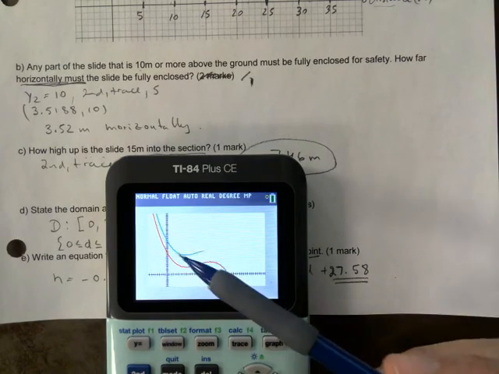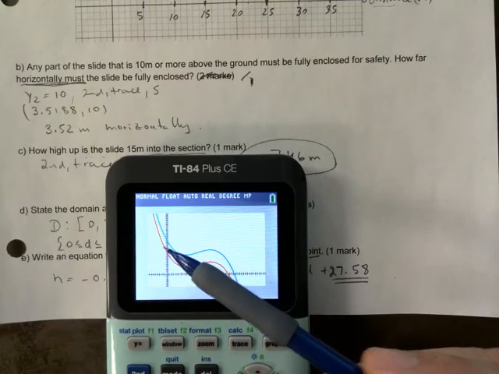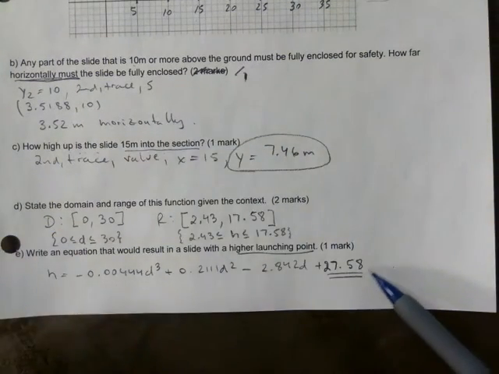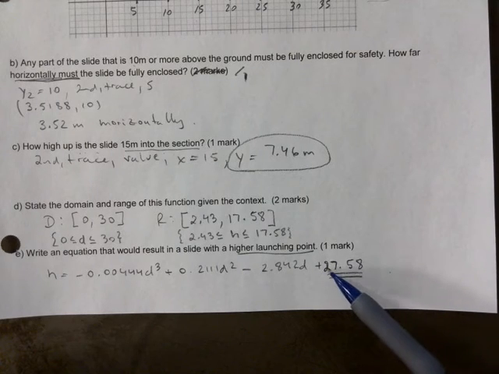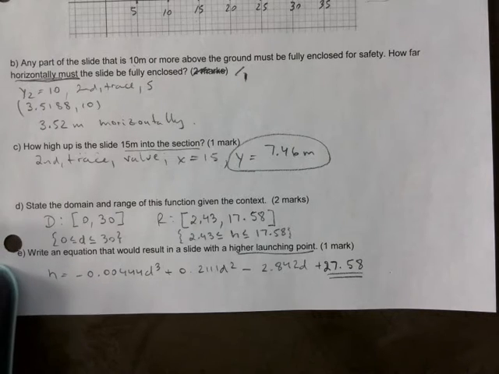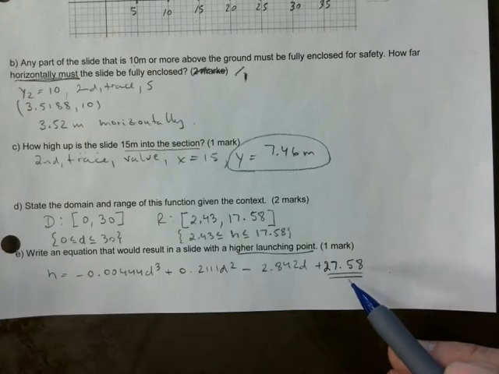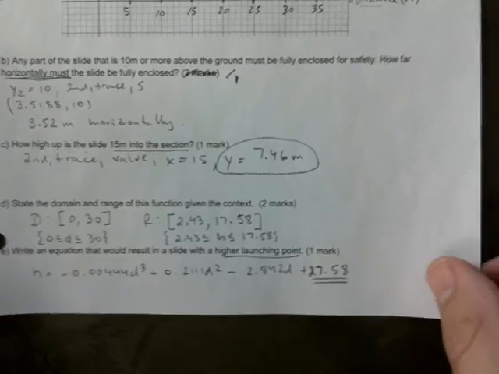So that's the higher launching point, if you make it 10 higher. So it's basically you're adding 10 to the answer. Instead of 17.58, it's 27.58 or whatever. It could be, honestly, if you went 17.59, you get the marks because it's a higher launch point. So that's a one marker there for you.